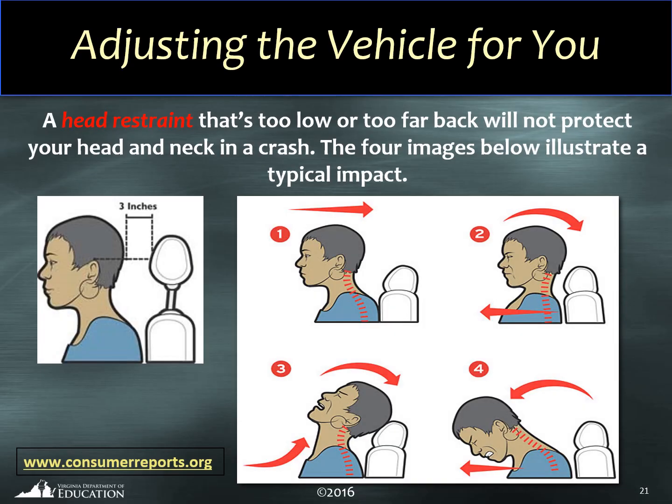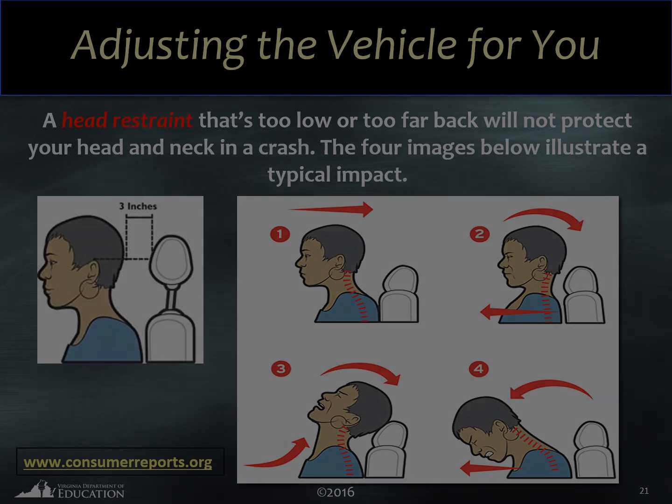Okay, again, why it's so important that you have it at the correct height is because if it's too low or too far back, it will not protect your head in a crash. And as you can see in these graphics here, you're going to have your head completely roll, or by not having it at the right height, the back of your crown can hit it. The back of your head can hit the headrest and cause safety issues. So again, please make sure that you are adjusting the headrest. That's one of the things that individuals always forget to do.